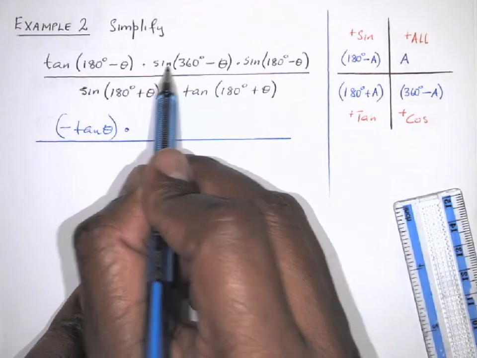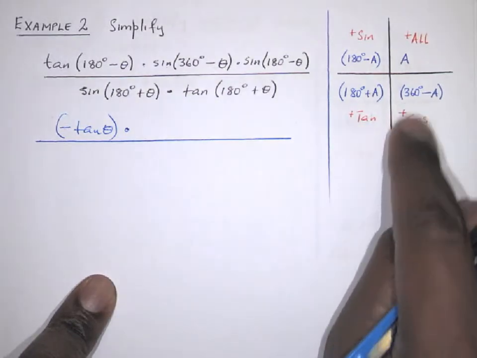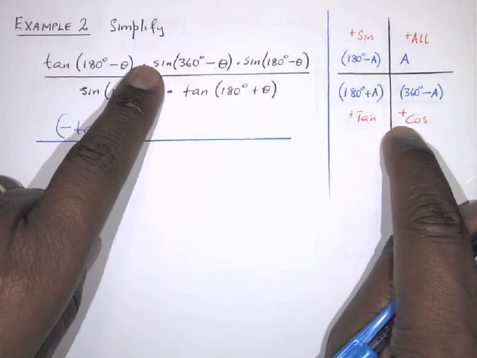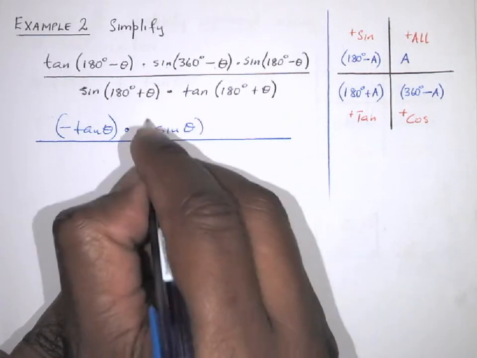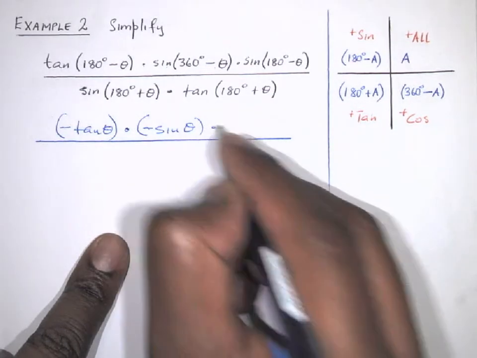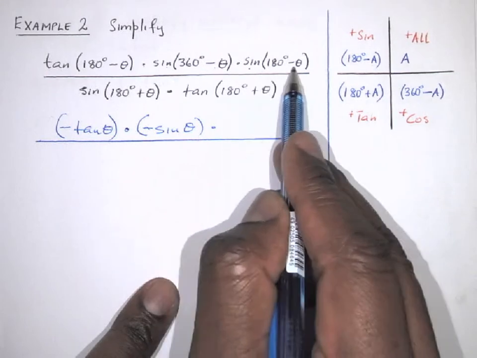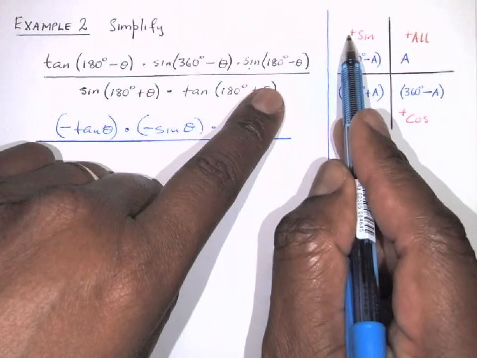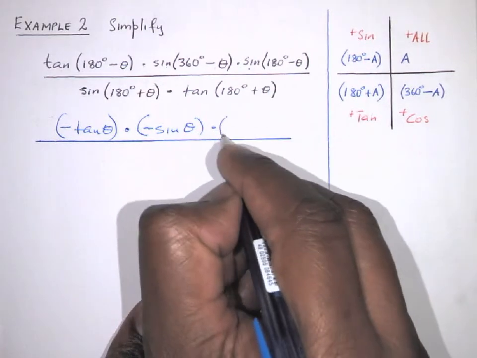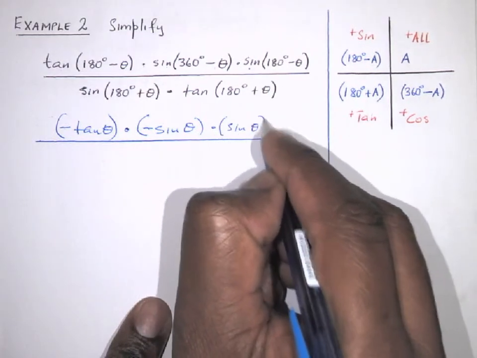This one here, sine 360 minus theta, we are there. It's cos which is positive, but this is sine. So the answer is a negative sine of theta. Let me put it like that. So times sine of 180 minus theta. This is over there, and there sine is positive. So the answer is a positive sine of theta.